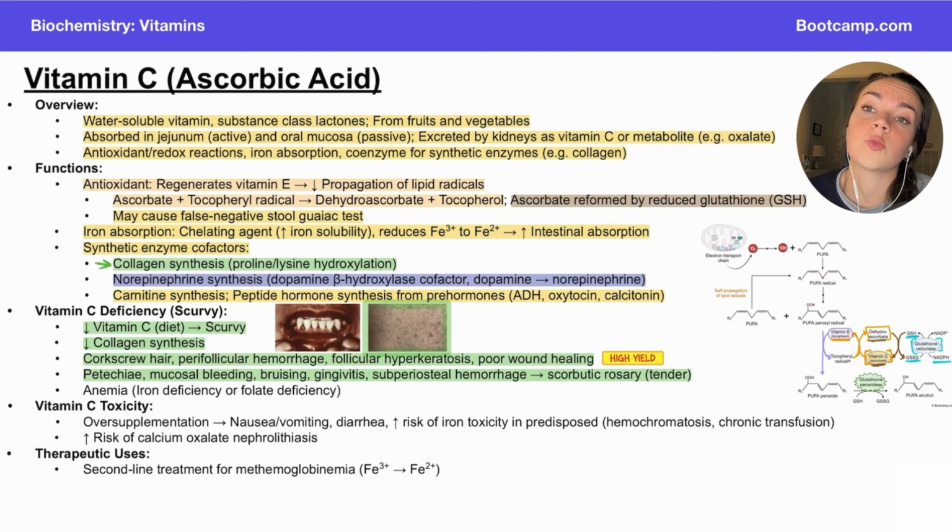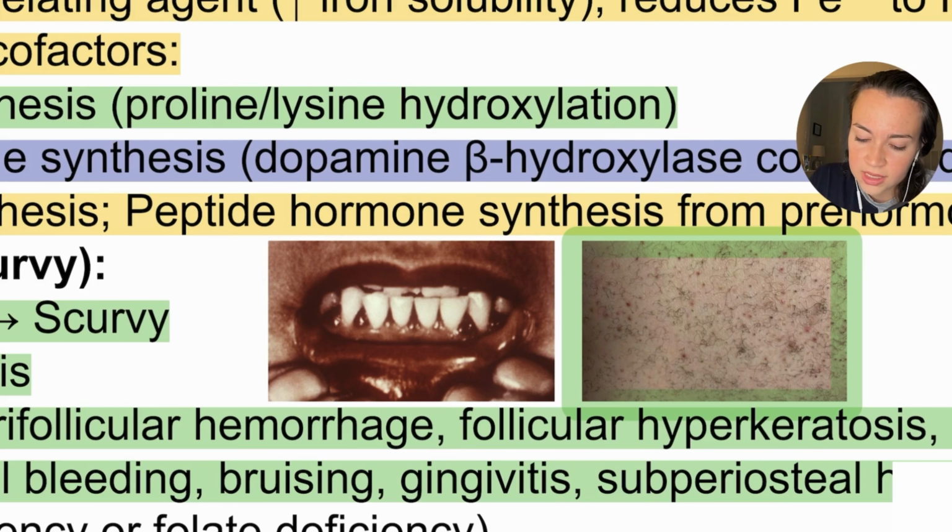The scorbutic rosary will be tender. Additionally, a rachitic rosary is a little knobbier than a scorbutic rosary, which can be a little more angular. Here's a picture of the gingivitis associated with vitamin C. This is another image that they do really like to test, this gingivitis.